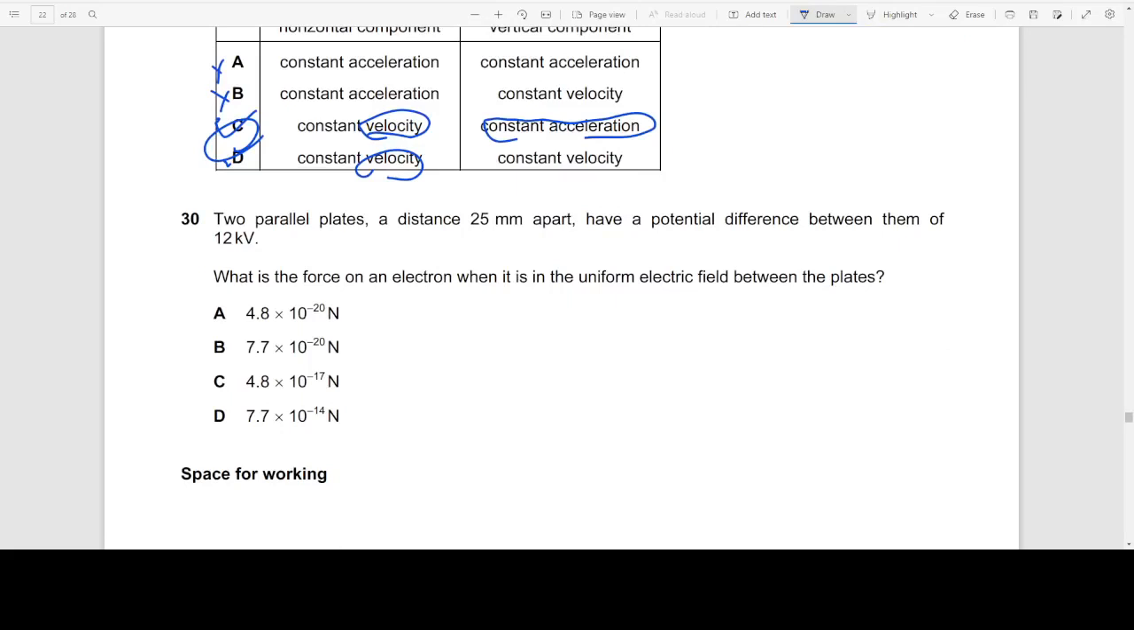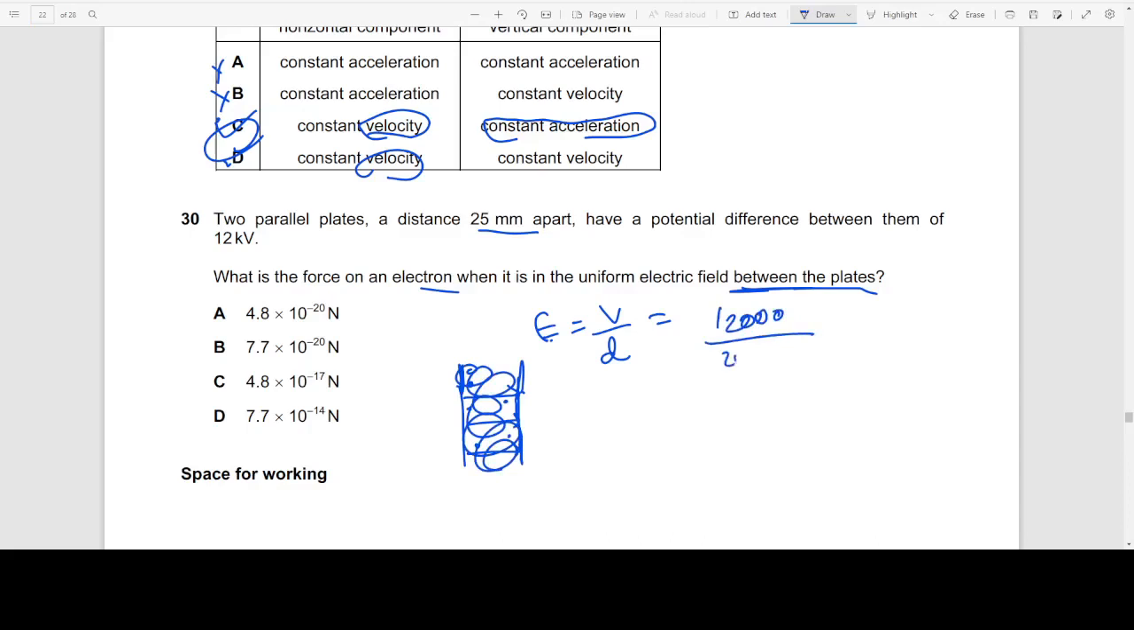Two parallel plates 85 millimeters apart have a potential difference between them of this. What is the force on an electron in the uniform electric field between the plates? Alright, so first we can just find the electric field, which is V upon D. The value of the electric field will stay constant throughout this whole area. So no matter where the electron is kept, the electric field is going to be the same, which is 12,000 volt upon 25 into 10 raised to minus 3 meters. And we have to find the force.